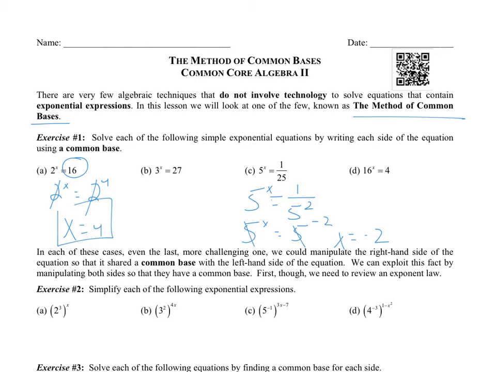In the case of part D, we could actually rewrite 16 as 4 squared and then have my x on the outside. All right, this is really going to be 4 to the 2x equals 4 to the 1. This is technically a 1. Canceling out our 4's, we'll get 2x is equal to 1. Divide both sides by 2, and x is equal to 1/2.